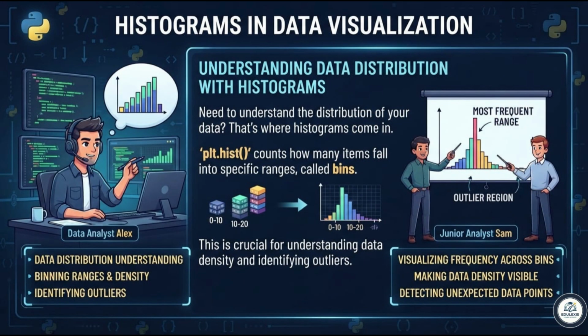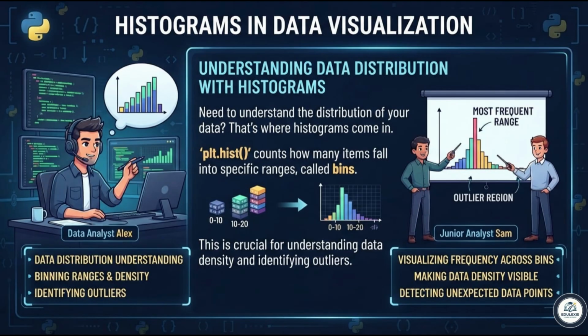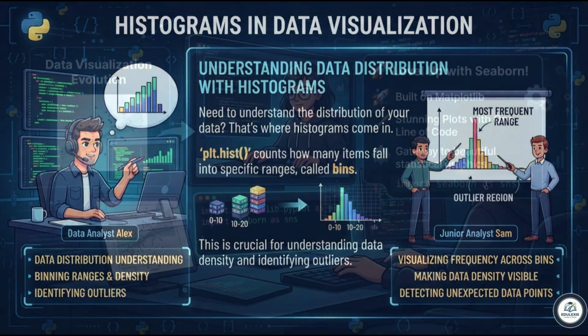Need to understand the distribution of your data? That's where histograms come in. plt.hist counts how many items fall into specific ranges, called bins. This is crucial for understanding data density and identifying outliers.